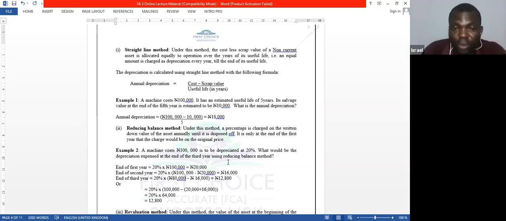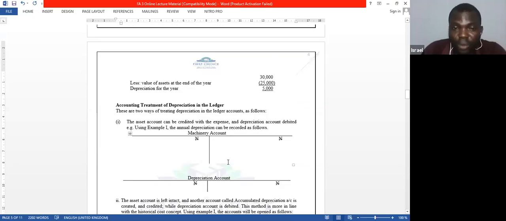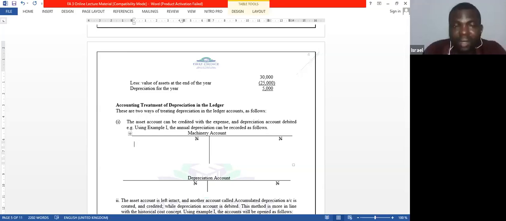So we come down, we open two accounts. Two accounts are affected there. We open the machine account. The machine account is the asset account. And the depreciation account. Those are the two accounts affected there. So after we have opened that, the first thing is for us to recognize the cost. This is an asset account, and whenever an asset increases, we put the cost on the debit side. And the amount is 100,000. We put 100,000 here.